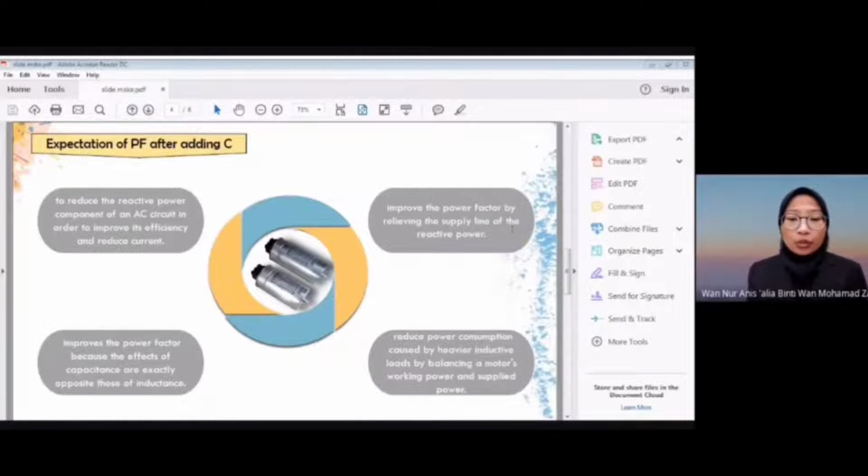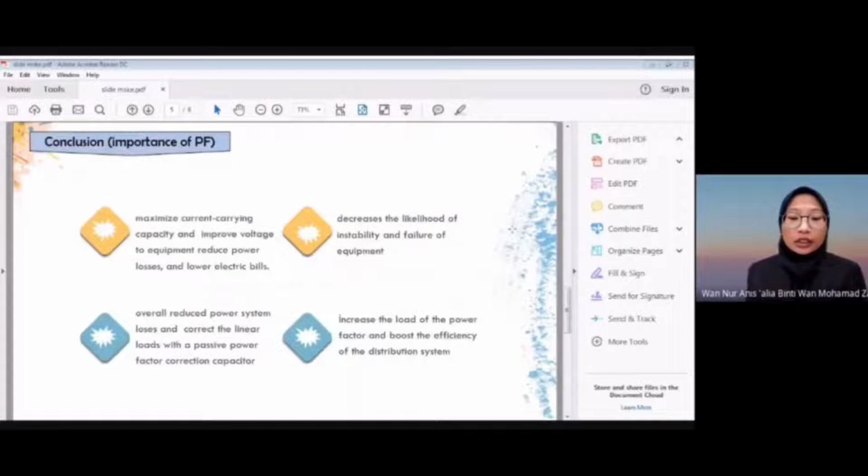Last section would be importance of power factor correction. In conclusion, improving the power factor can maximize current carrying capacity, improve voltage to equipment, reduce power losses, and lower electric bills. The simplest way to improve power factor is to add power factor correction capacitors to the electrical system. Power factor correction capacitors act like reactive current generators. They help offset the non-working power used by inductive load, thereby improving the power factor.